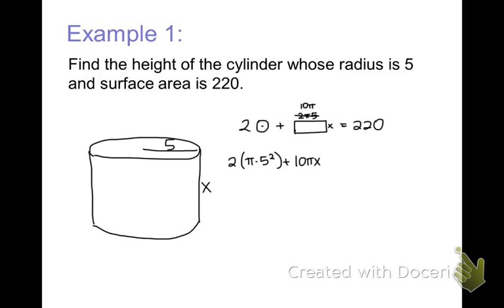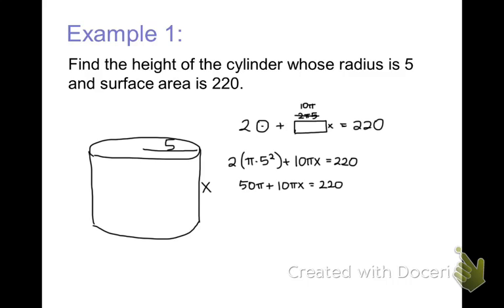That equals 220, so what I'm trying to do now is solve for X. I'm going to start simplifying a little bit. Take a look at this first part. What is 5 squared, times 2, with a pi tacked on still? 50 pi. I am going to solve this in terms of pi because it's the more difficult way to do it, and then I'll explain what you would do with the calculator at the end.